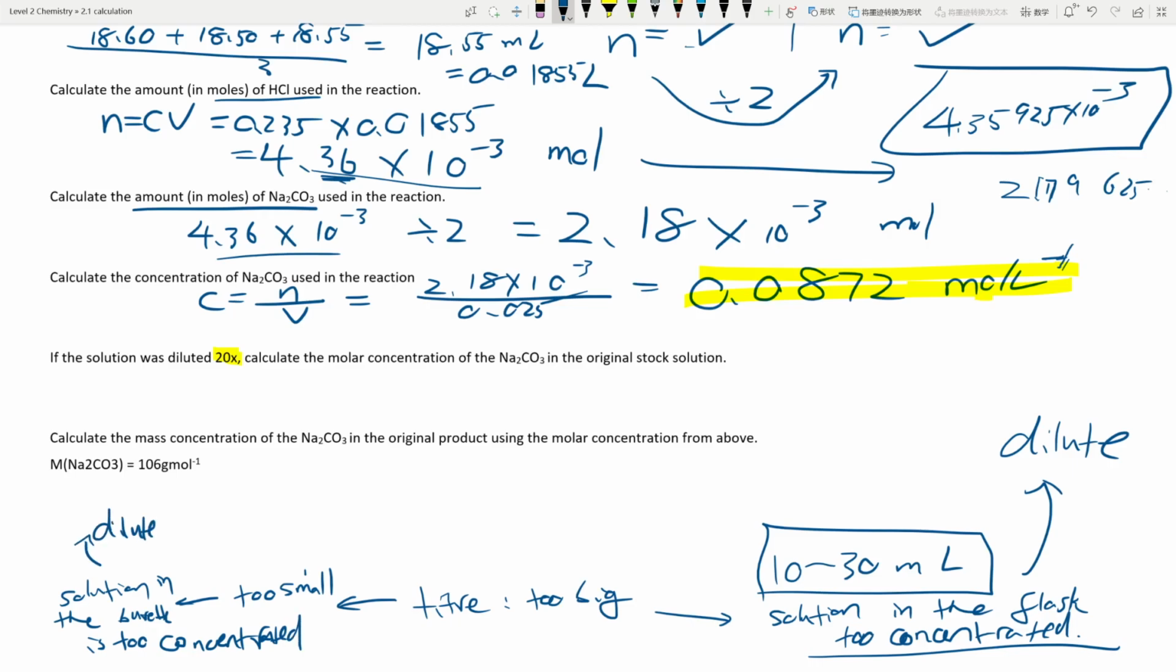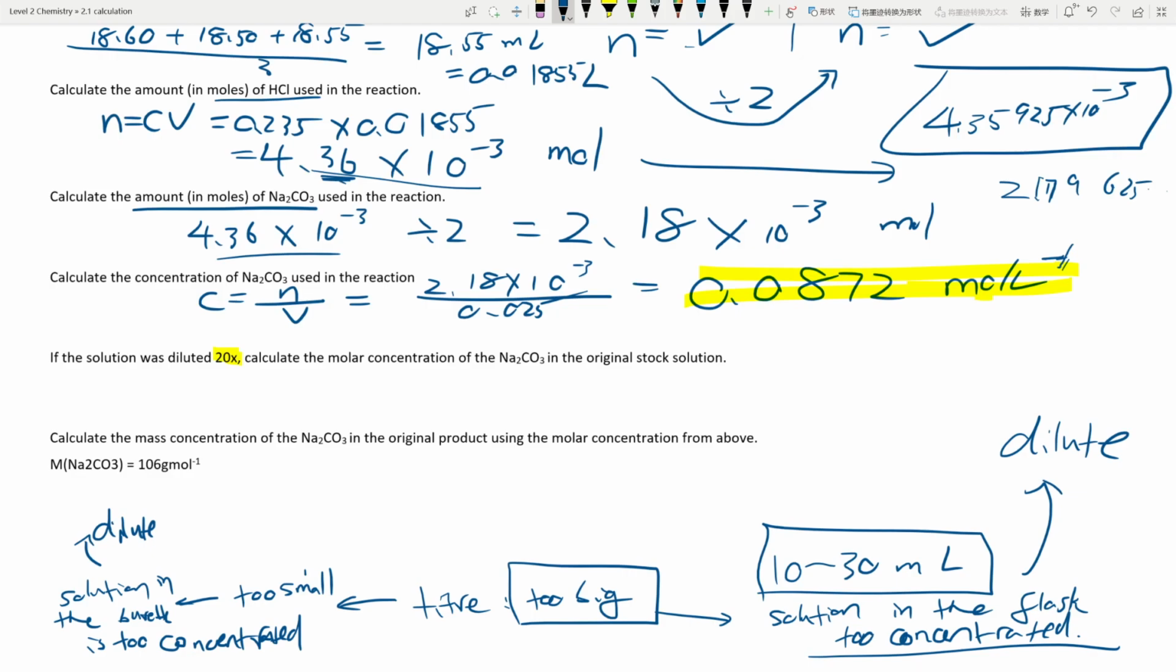In most cases, I'm pretty sure you will often find a titer that's too big. Say you set up your burette, you ran the entire 50 mils of solution into the flask, and it still didn't change color. That means your solution in the flask is too concentrated. Stop doing the titration. Get the original solution in the flask and dilute it.